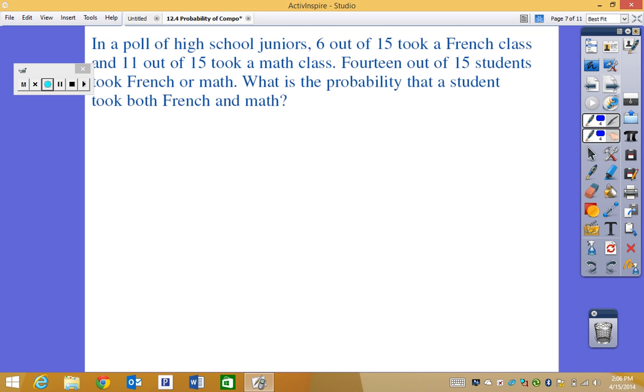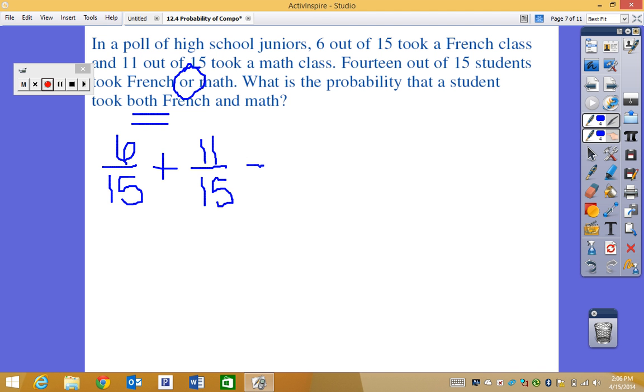In a poll of high school juniors, 6 out of 15 took French class and 11 out of 15 took a math class. 14 out of 15 took French or math. What is the probability that this student took both? So we have 6 out of 15 students taking French and 11 out of 15 taking math, but we need to subtract the ones who took both. And that would give us then the ones that took French or math. So that would be 14 out of 15.